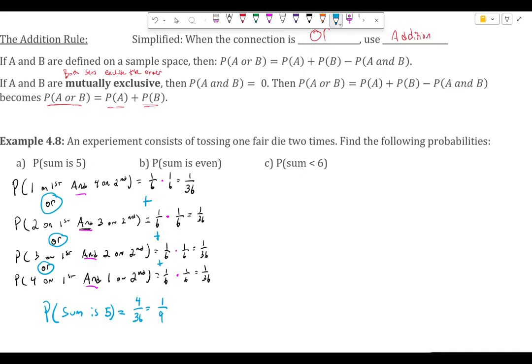As I said, for parts B and C, I'm going to do a different solution here. This solution is going to be based on the sample space. Not entirely the sample space, but it's going to be very similar to that. I'm going to list all of the possible outcomes for rolling one fair die twice.